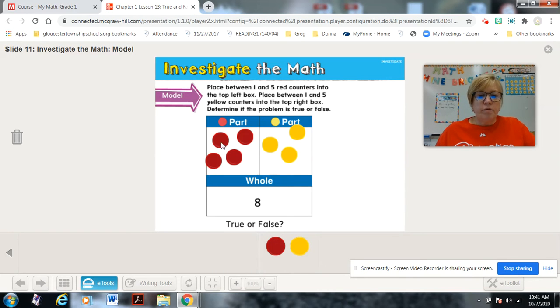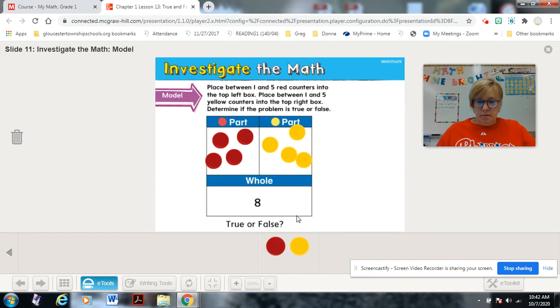Well, let's start over here with red. 1, 2, 3, 4, 5, 6, 7. And they say the whole is 8. So is 4 parts and 3 parts, 8 the whole? No, that would be false. It doesn't equal 8, does it? It equals 7. So let's see, how many do I need to make the statement true? 1, 2, 3, 4, 5, 6, 7, and bring this up here.